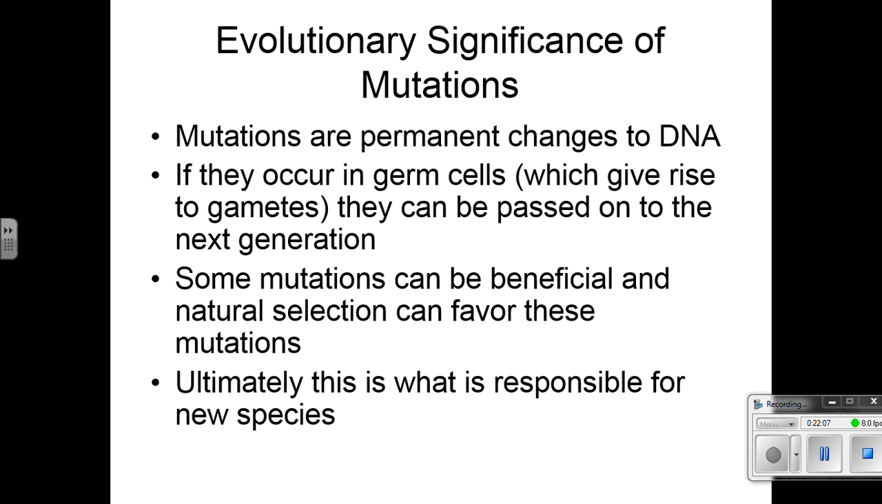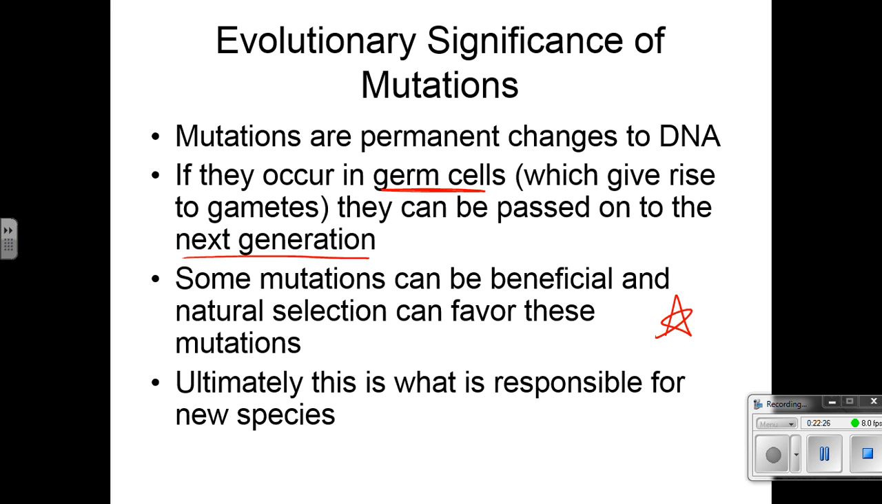Mutations are permanent changes in DNA. If they occur in your sex cells or germ cells, they will be passed on to the next generation. Some mutations can be beneficial, and natural selection can favor those mutations. We're going to talk about this a lot when we get to natural selection. Ultimately, this is what is responsible for new species.